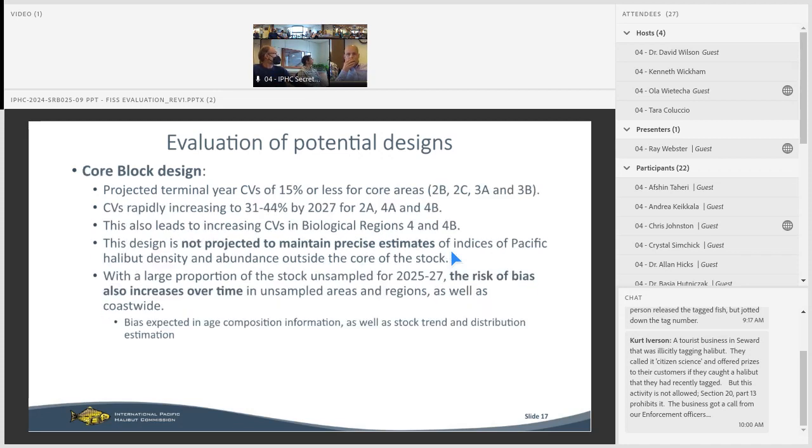Core block, again, we're doing well on the core, hence the name, but decreasing precision outside of the core. So not projected to maintain precise estimates outside of the core, but also the risk of bias increases over time. The bias is also expected in the age composition information, as well as stock change and stock distribution.